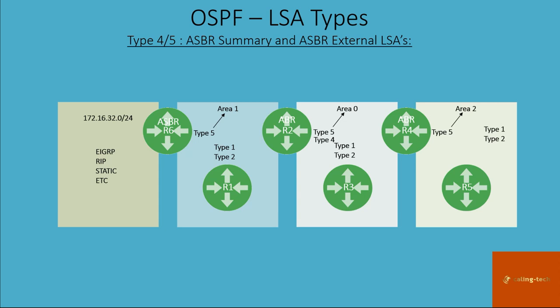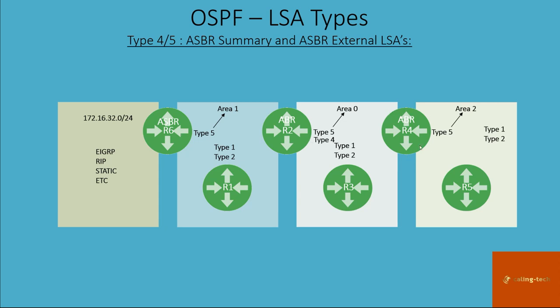In effect, the Type 4 LSA is going to say, hey, to reach router 6 over here, use this router, router 2. And of course, then Area 1 or router 2 knows how to get to router 6.